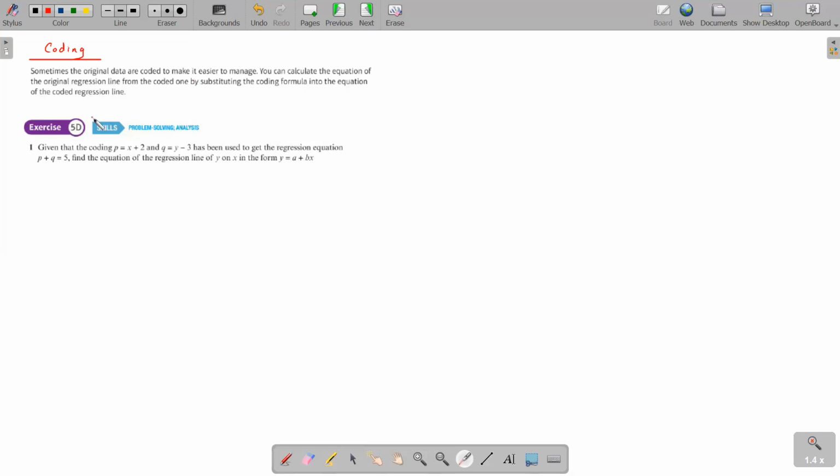Okay, guys. What they're saying here is that instead of giving you the original data, they might give you the coded data. Then you find the regression line for the coded data, and then you convert that line to the original equation. How do you convert to the original? As an example, look at exercise 5D. They say given that the coding P is equal to x plus 2. So this is the coding. The P variable is used for x plus 2 and Q is y minus 3.